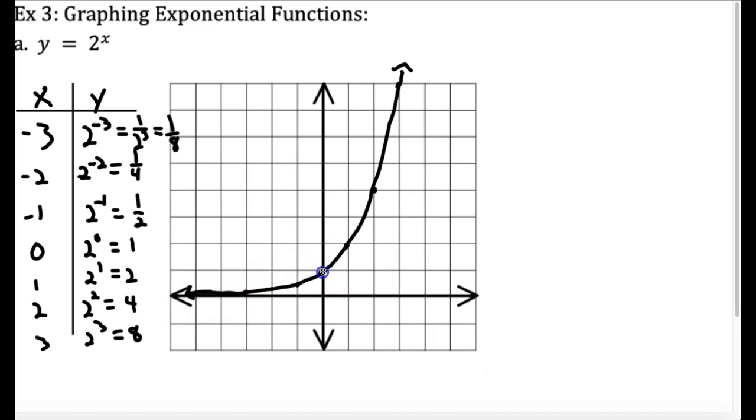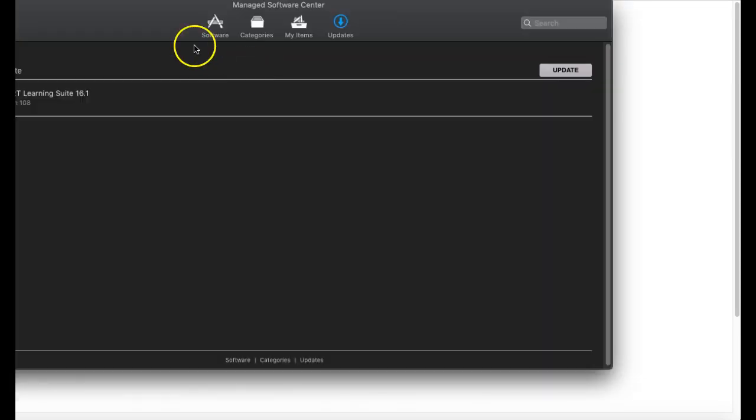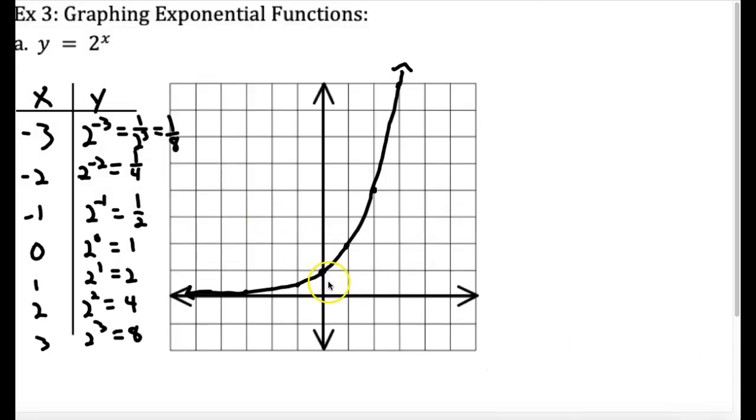Another interesting feature, as long as there are no shifts or anything to the graph, whatever my base is, when I raise that to the 0 power, I get 1. So the y-intercept, okay, again, as long as we haven't shifted the graph at all, right? There's no plus a number out here or anything like that. The y-intercept will always be 1.